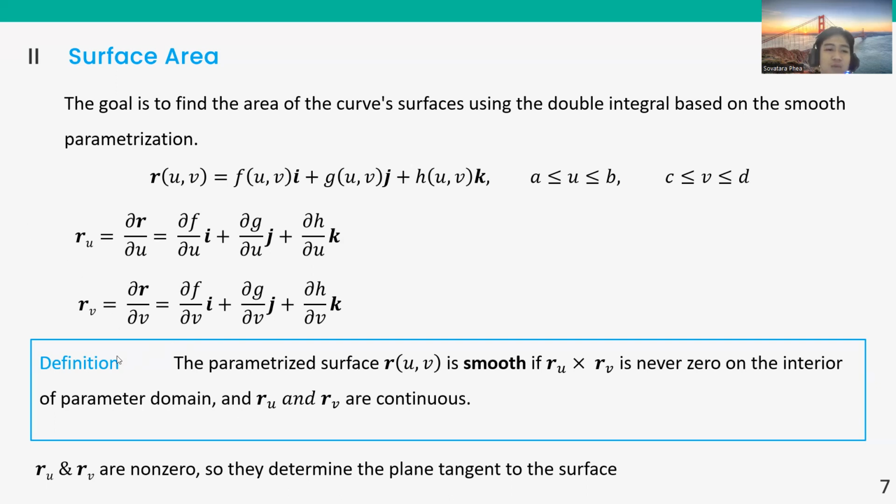So as we can see here, in order to check that the parameterization of the surface is smooth, we have to find the partial derivatives of r over u and over v, and then we have to take the cross product between them. And if the answer is not 0, then it's smooth. And from the definition, they said that the partial derivatives of r over u and over v are non-zero, so they determine the plane tangent to the surface.